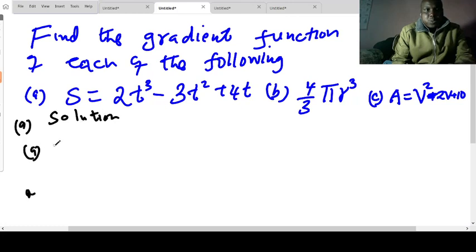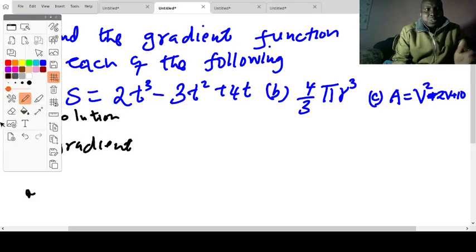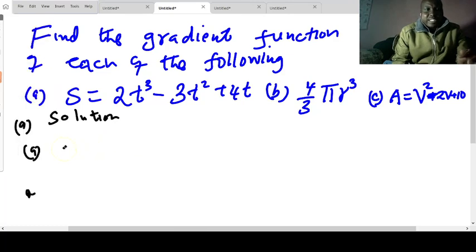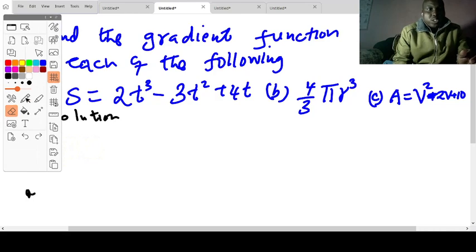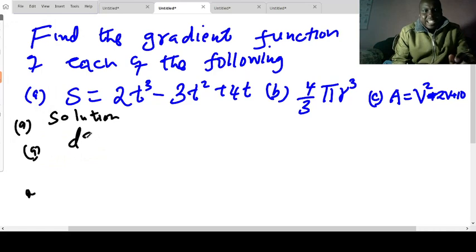In A, we have S with respect to t. So instead of telling me the gradient function, just write dy over dx. We know if you write dy over dx, that is the gradient function. In mathematics, what matters is the concept. What do you know? So the gradient function is given by ds over dt, because we are differentiating s with respect to t.